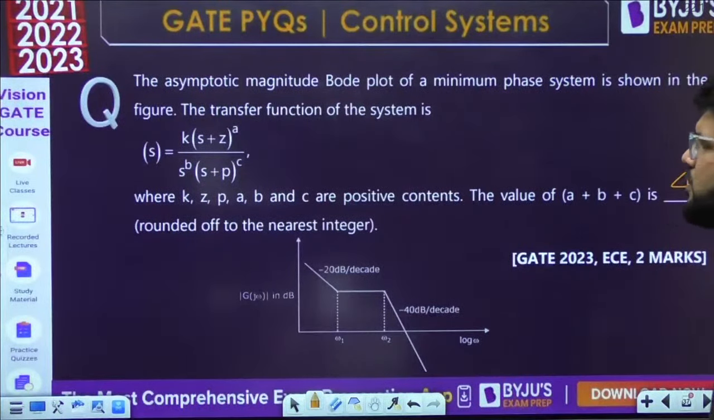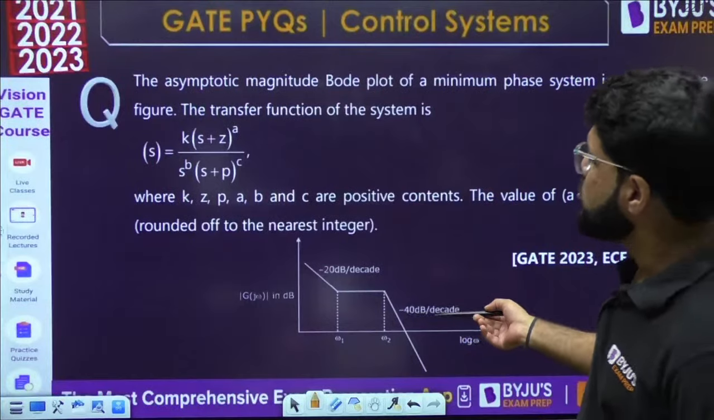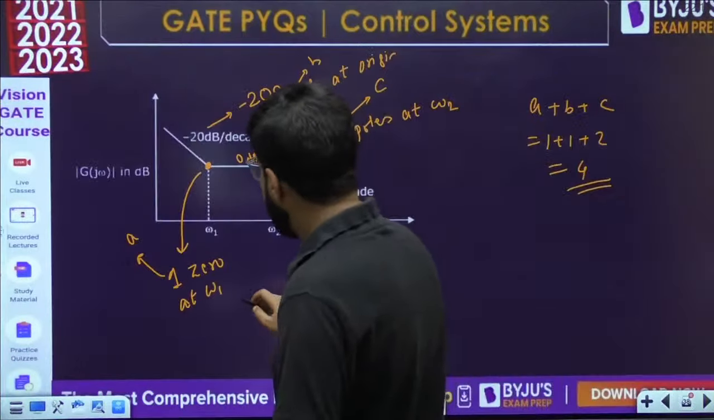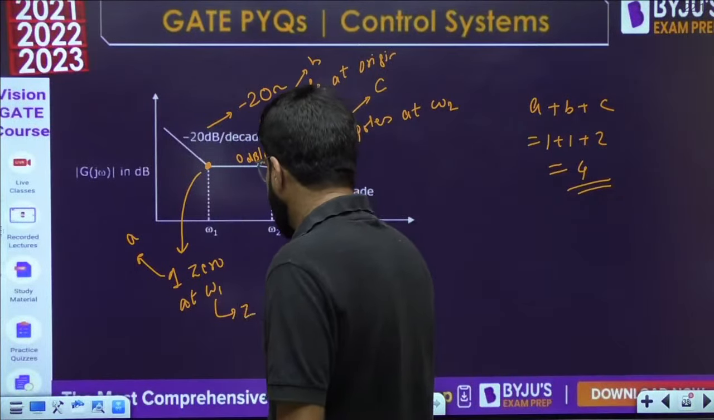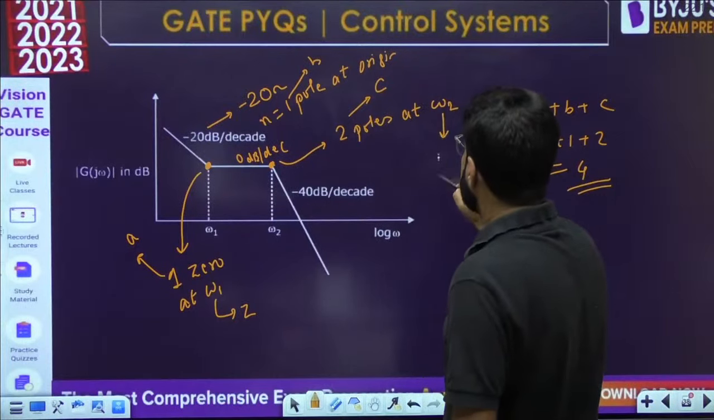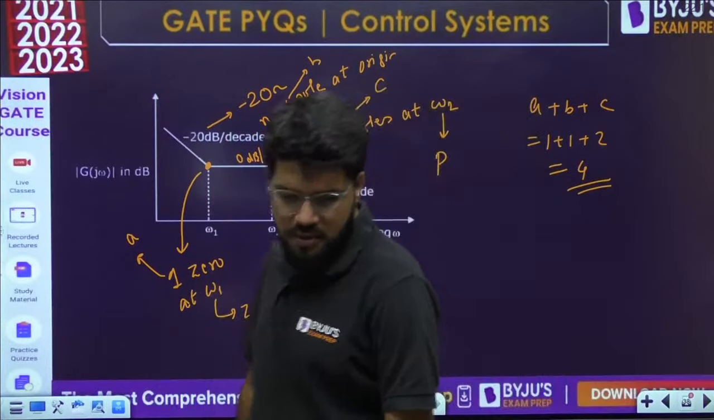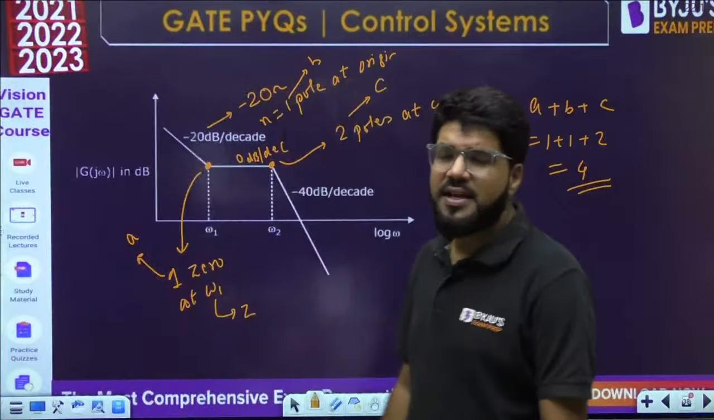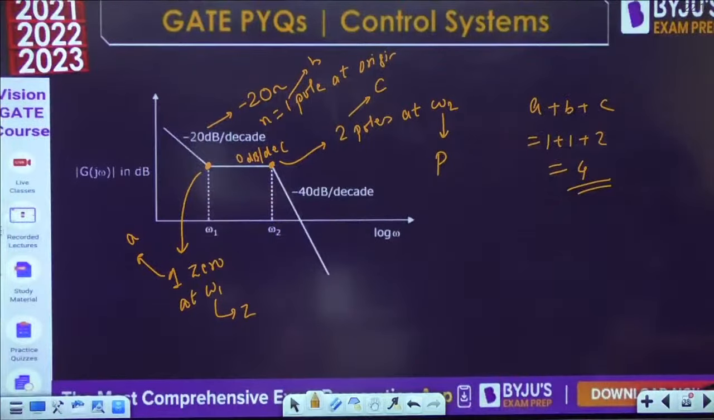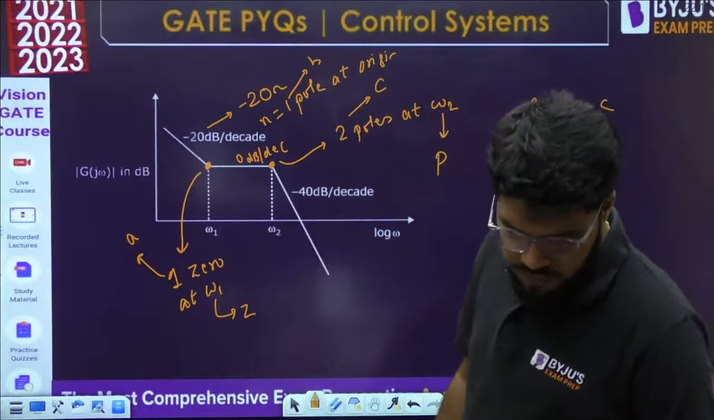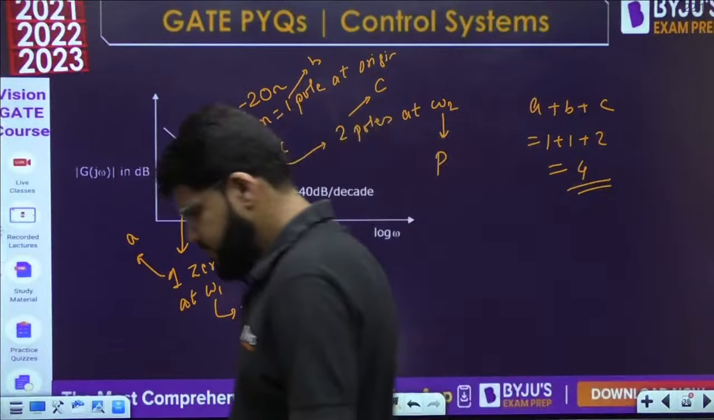What is Z? What is P? That is also clear to you. What is this omega 1? There is 1, 0 at omega 1, so omega 1 is Z. There are 2 poles at omega 2, so omega 2 represents the P. Okay, that is what it is. Done? Okay, let's move ahead to the next question.